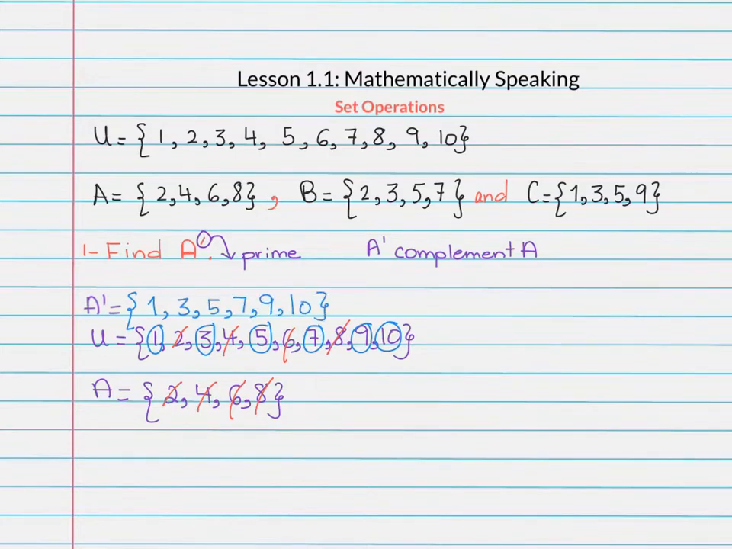So as you can see here, A prime, the complement of set A, should have the elements that are found in the universal set, but I cannot find them in A. Why? Because both A and A prime together make the universal set. That's why we say complement. They complement each other to make the universal set.